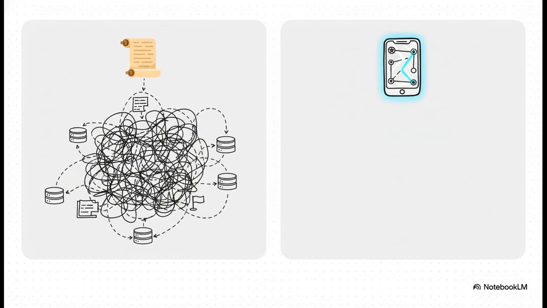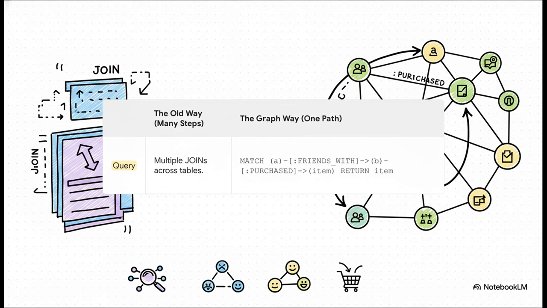A graph database is like a GPS. You just tell it where you want to go, and it instantly shows you the fastest path to get there. And here's what that actually looks like.